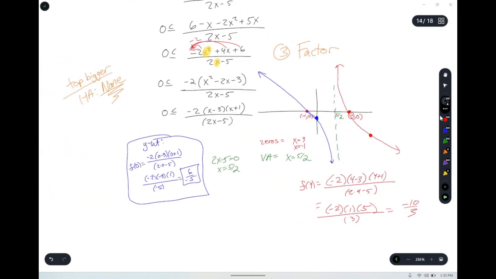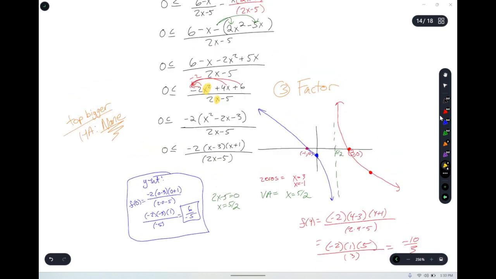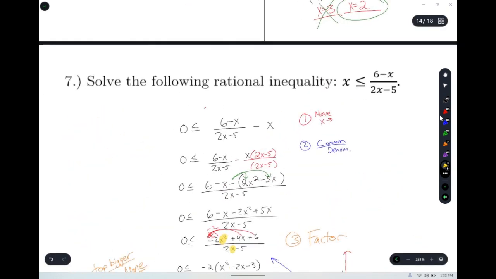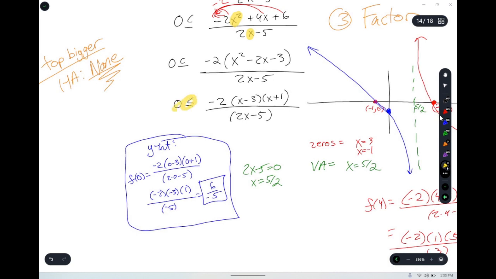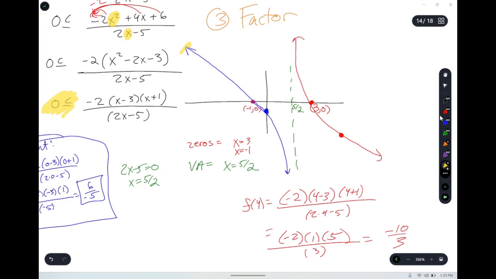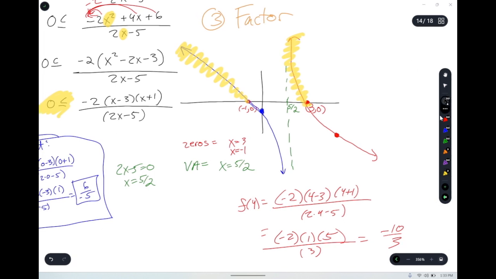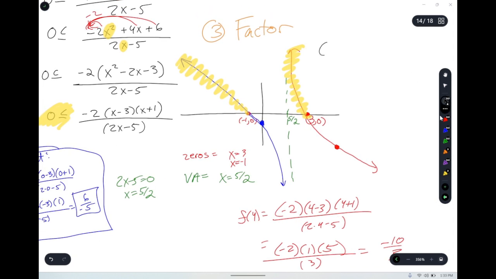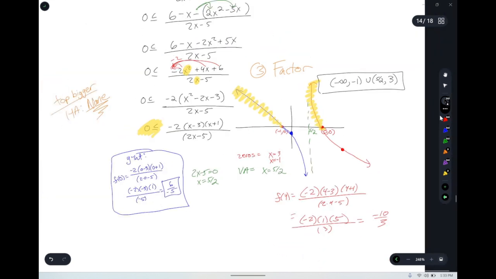So the answer is, where is all of that we just spent all that time solving bigger than 0? Looks like right there, and right there. So we have to decide how to write those two highlighted sections. The blue highlighted section is negative infinity all the way to negative 1. And then we unite that with the next section, which would be 5 over 2 all the way to 3.